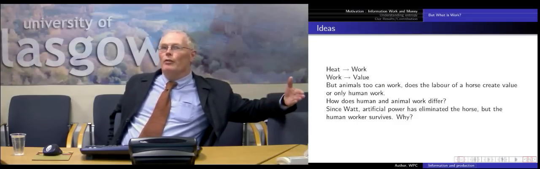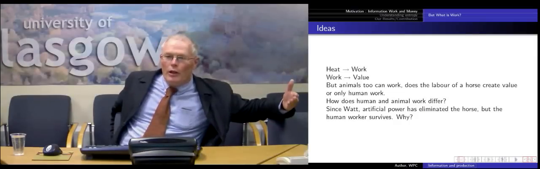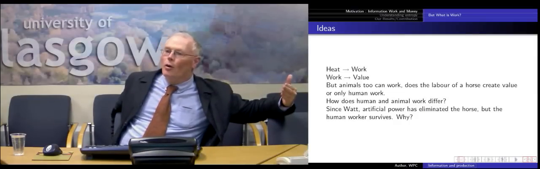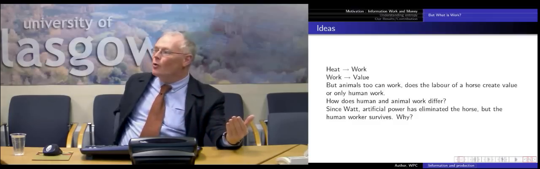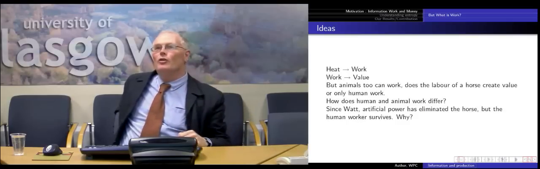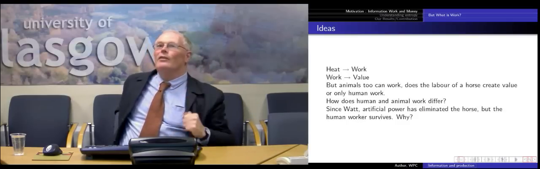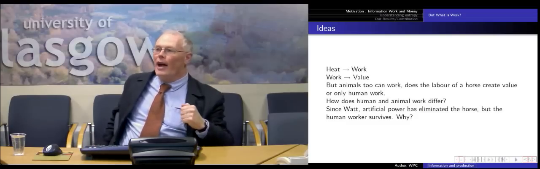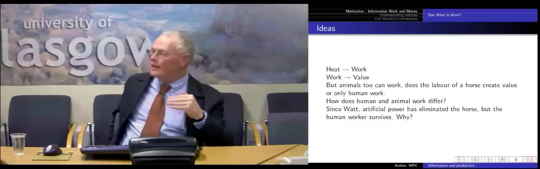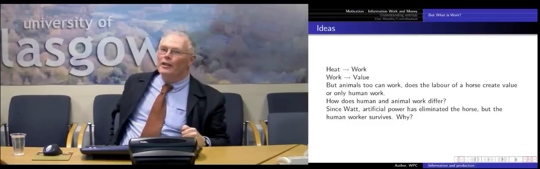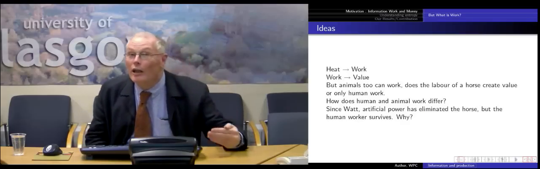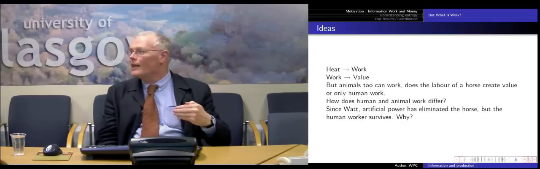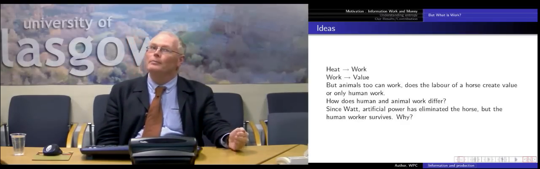You then have a paradox, because we know that animals work as well. And Watt invented the term horsepower to measure work in terms of the equivalent labour of horses. If he wanted to say how much work a steam engine is doing, he said, okay, we'll take an average horse of average strength as the standard of work. Now, that's exactly the same as Marx later does. He says we'll take a worker of average skill as the standard for the creation of value.